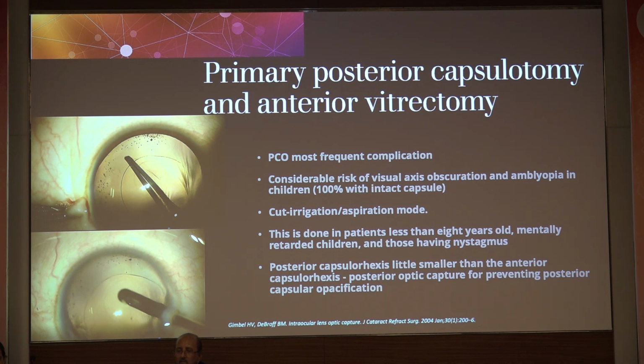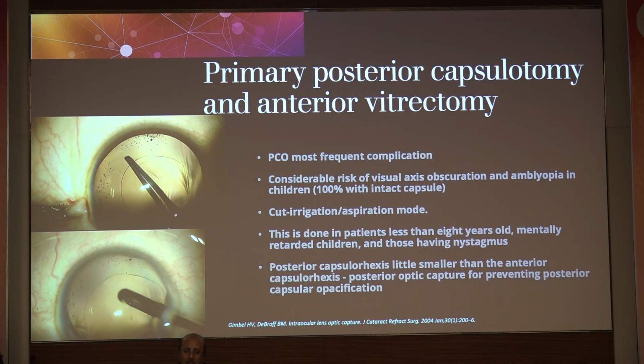So primary posterior capsulotomy and anterior vitrectomy is very essential because PCO is the most frequent complication occurring in such children. Considerable risk of visual axis obscuration and amblyopia in the children occurs in patients who haven't undergone this posterior capsulotomy and anterior vitrectomy. The risk of PCO is 100% with an intact capsule.